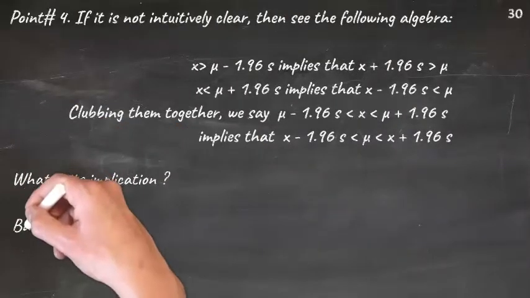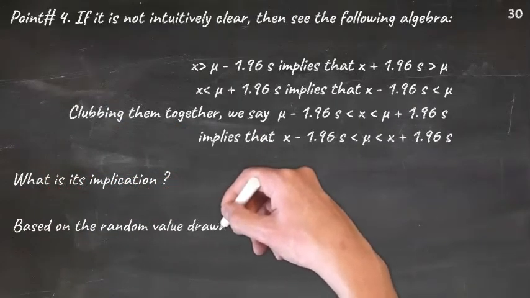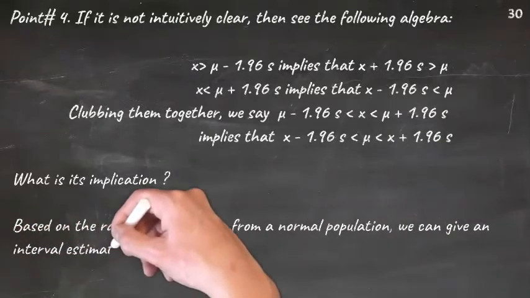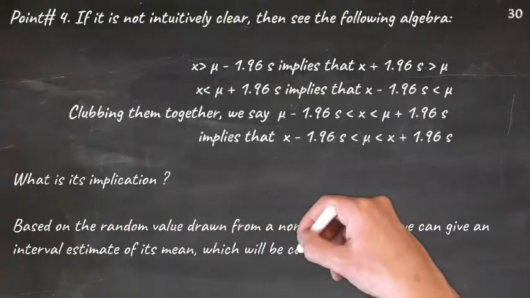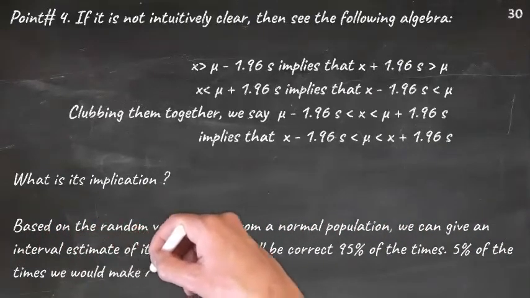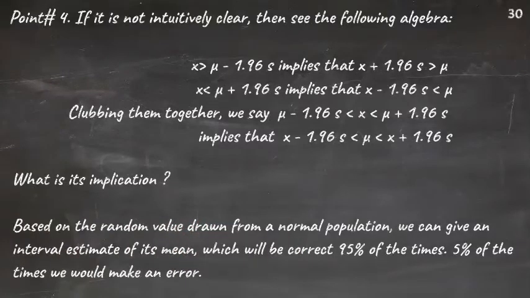What is its implication? Based on the random value drawn from a normal population, we can give an interval estimate of its mean, which will be correct 95% of the times. 5% of the times we would make an error. Is it clear up to this point? If so, we will take up an example here.